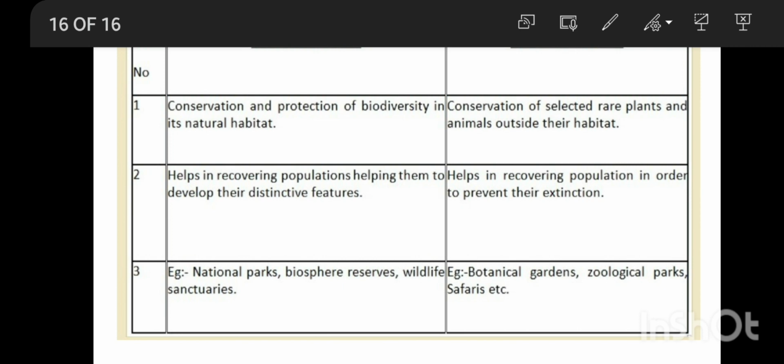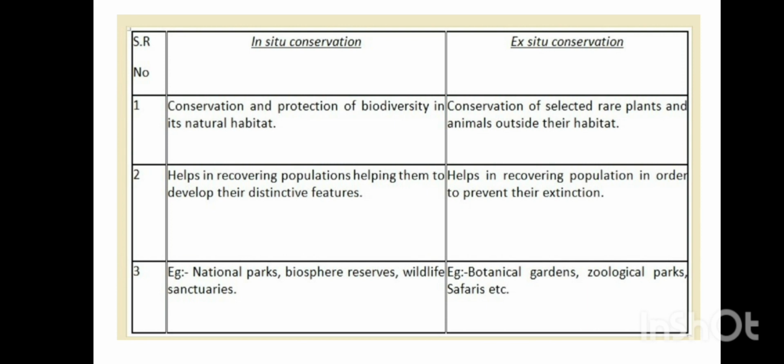Then the examples of in situ conservation are national parks, biosphere reserves, and wildlife sanctuaries. Then examples of ex situ conservation are botanical gardens, zoological parks and safaris. So it is all about conservation. There are two categories, one is in situ, one is ex situ.